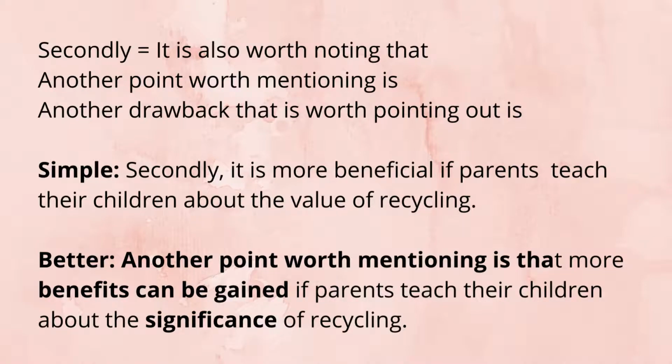Alright? So, let's continue. How about when you're going to write secondly? Instead of writing secondly, I recommend you write, it is also worth noting that. Another point worth mentioning is, or another drawback that is worth pointing out is. Actually, it depends on what you're writing. For example, if you're writing benefits, then you can write here another benefit that is worth pointing out is. Alright? Now take a look at this simple sentence. Secondly, it is more beneficial if parents teach their children about the value of recycling. Now this is a very simple sentence containing simple words.